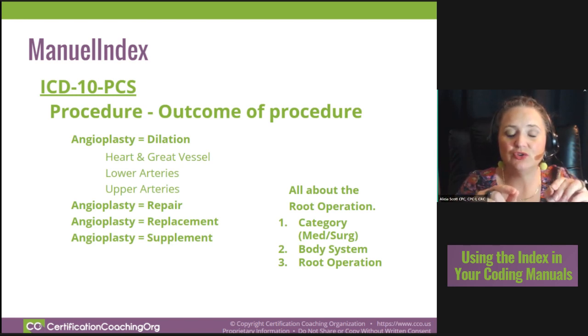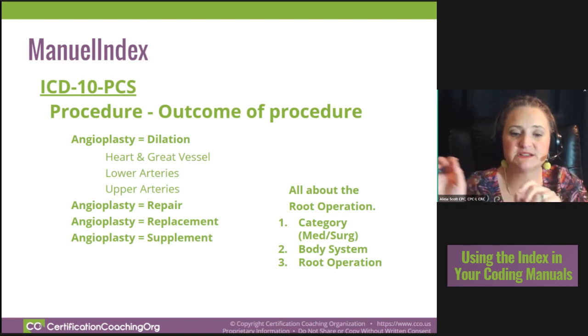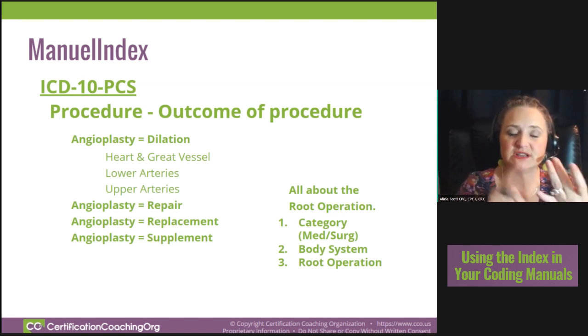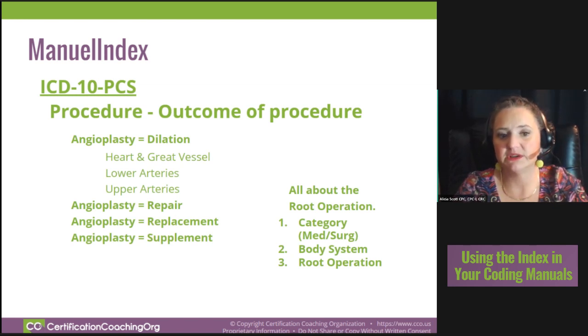So if you go in and you actually find angioplasty, then you're going to have more than one choice. You're going to have angioplasty that does a dilation, angioplasty for a repair, angioplasty for replacement, and angioplasty for supplement. So that means you have to know what a dilation, repair, replacement, and supplement is. Could you use all of those? Yeah, you could, because if you understand how an angioplasty is done, the outcome, we dilate the vessel, right? We might replace part of the vessel, or we might do a supplement. So we may dilate and supplement at the same time.